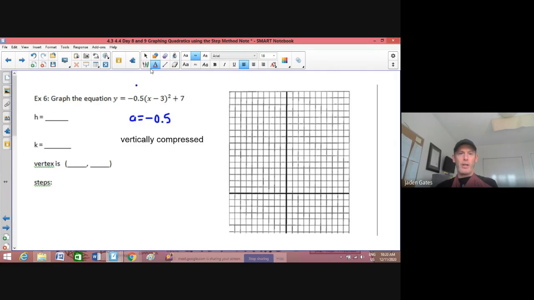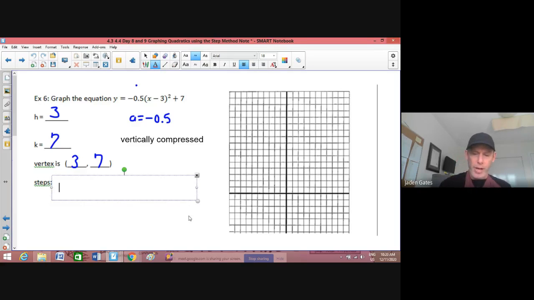Look at the H value. It's 3. It's shifted right 3 and up 7. So that means our vertex is going to be 3, 7. So that's one part. And then my steps. All right, so let's see. 1 times negative 0.5, that's negative 0.5. That first step always tells you what your A value is. Then 3 times negative 0.5 is negative 1.5. And then 5 times negative 0.5, negative 2.5.